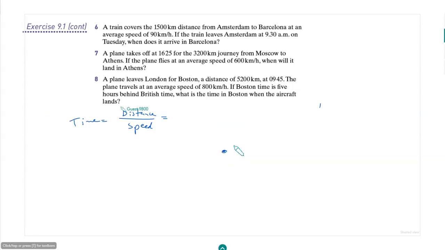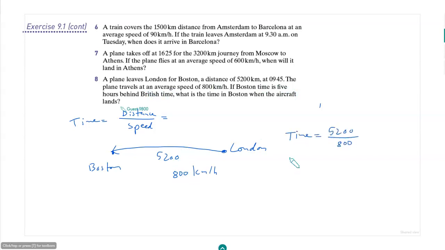So London is here and Boston is here. So the plane travels from London to Boston, right? So distance is 5,200 kilometers and the average speed is 800 kilometers per hour. So what is the time? 5,200 by 800. How much was that? 6.5, right? 6.5, yeah. 6.5 hours.